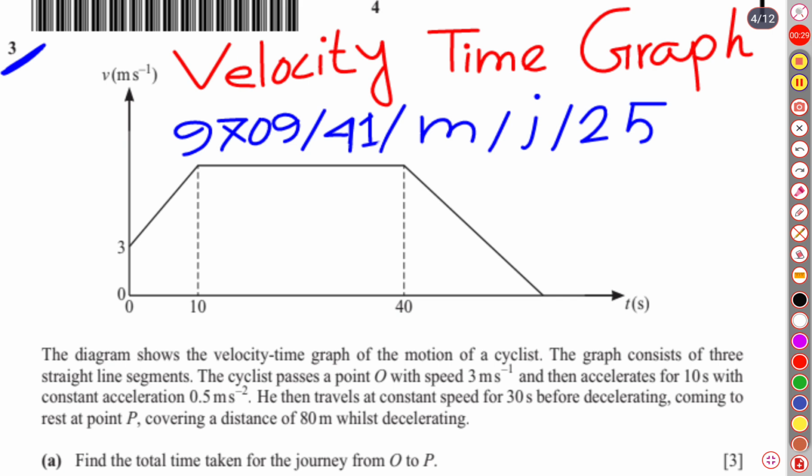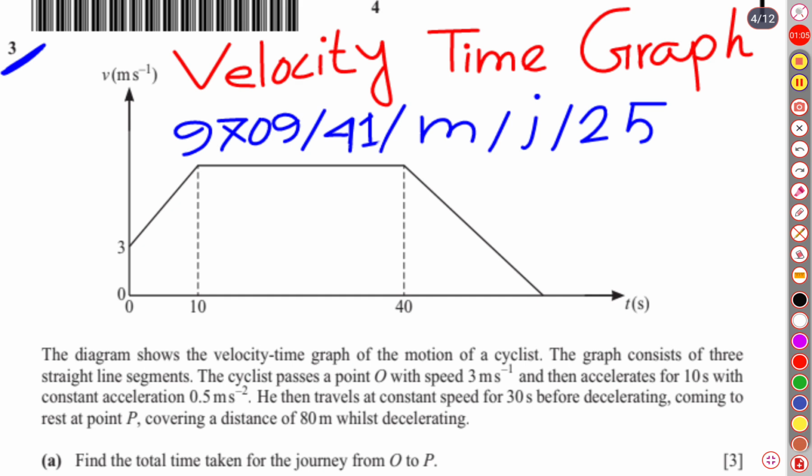It says that the diagram shows the velocity time graph of the motion of a cyclist. The graph consists of three straight line segments. The cyclist passes over a point O with speed 3 meter per second and then accelerates for 10 seconds with constant acceleration of 0.5 meter per second squared. He then travels at a constant speed for 30 seconds before decelerating, coming to rest at point P, covering a distance of 80 meters whilst decelerating.